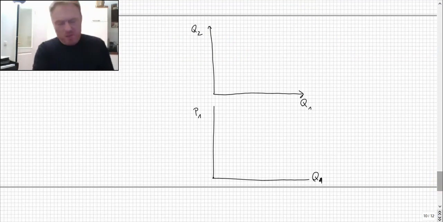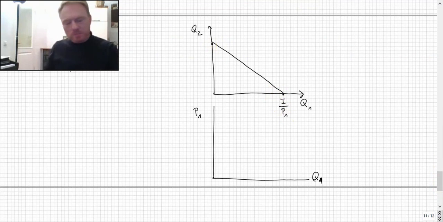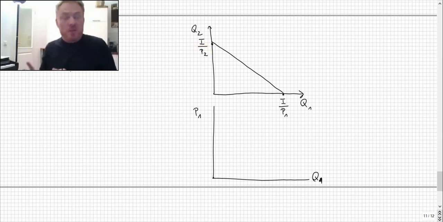Now, first of all, there is the budget constraint. There's the budget constraint here, and those 2 points. Those 2 points are given by the income divided by the price of the first good, P1, and this second point here is the income divided by the price of the second good, P2. Now that's the budget constraint.